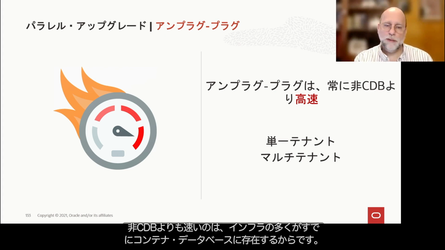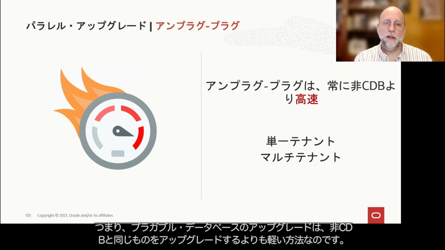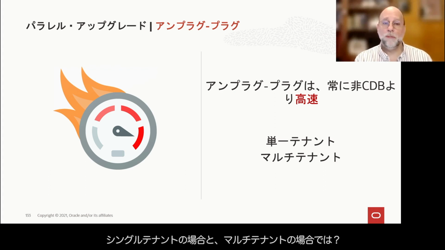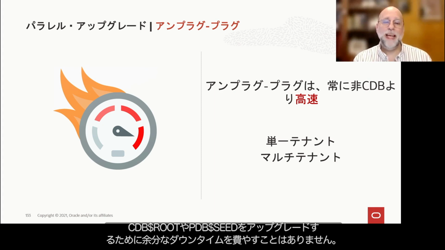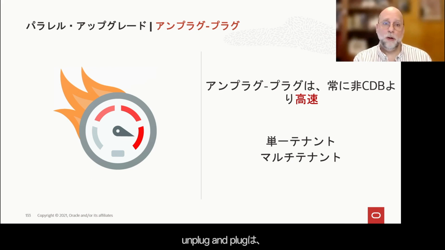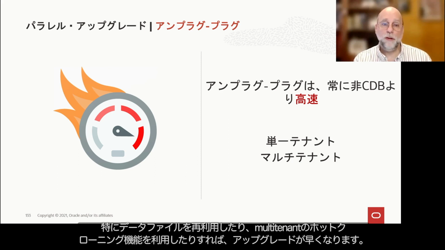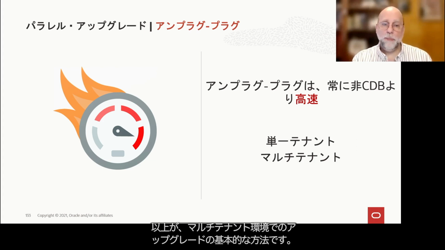Well, it's faster than a non-CDB because so much of the infrastructure is already there in the container database. So upgrading a pluggable database is lighter weight than upgrading the same thing as a non-CDB. For the single tenant and the all-at-once multi-tenant cases, the simple answer is, in this case with unplug and plug, we're not spending the extra downtime to upgrade the CDB root or the PDB seed. So unplug and plug, especially if you can reuse data files or use the hot cloning functionality of multi-tenant, will make your upgrades faster.